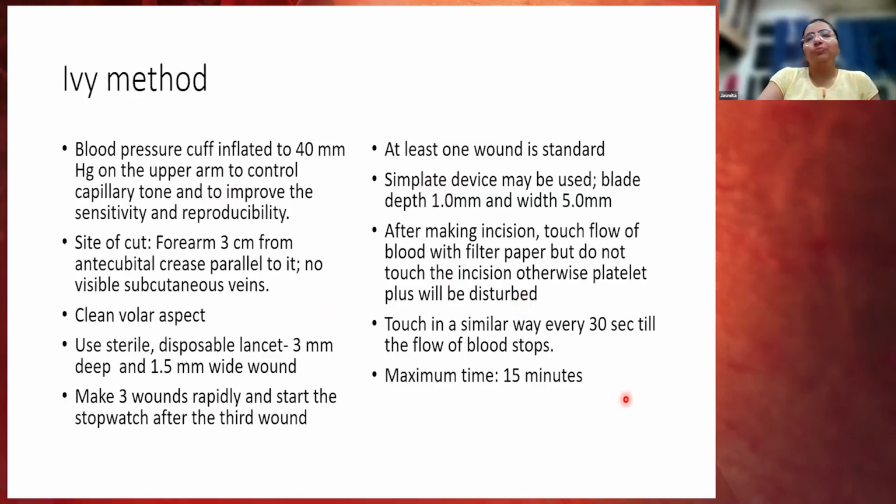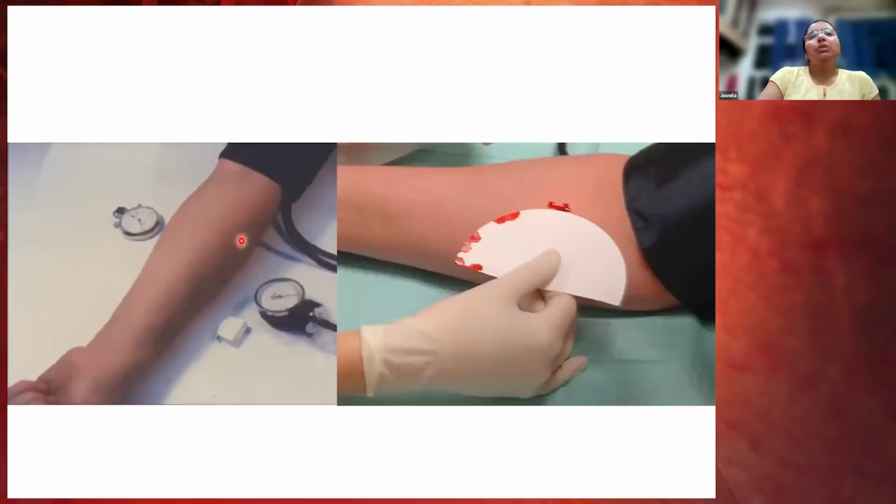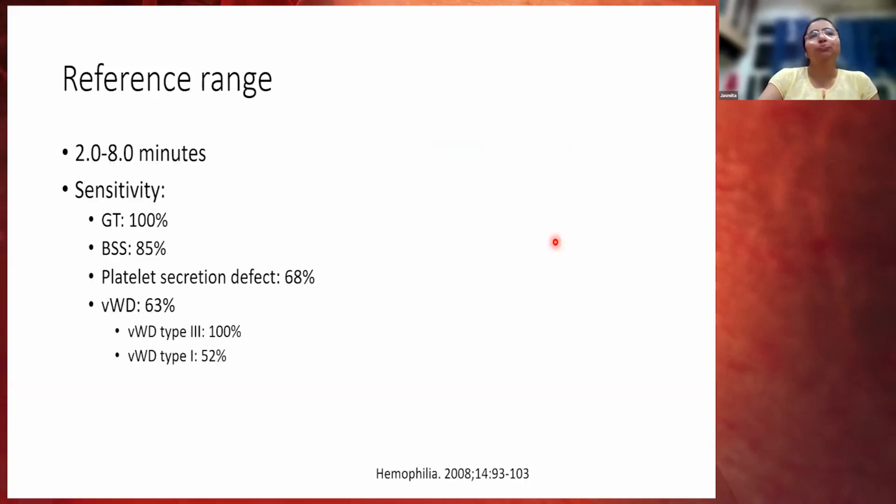You will not touch the wound. Maximum time that you measure it for is 15 minutes. So this is an example, and you have the sphygmomanometer cuff, and you have this device with which the cuts are made, and you have to observe for stoppage of the blood. The reference range is 2 to 8 minutes.